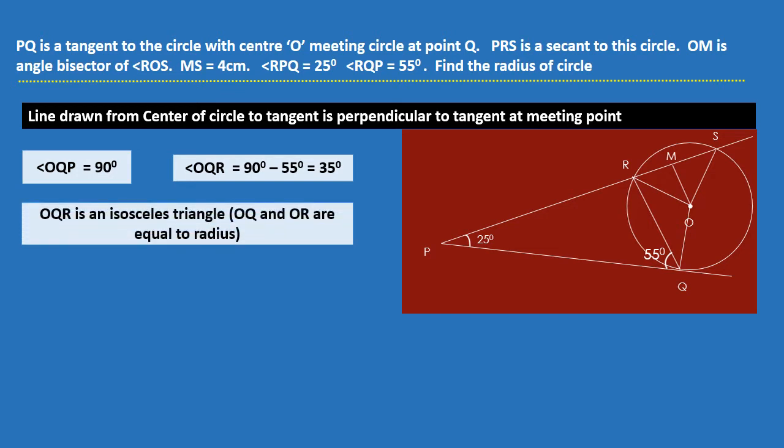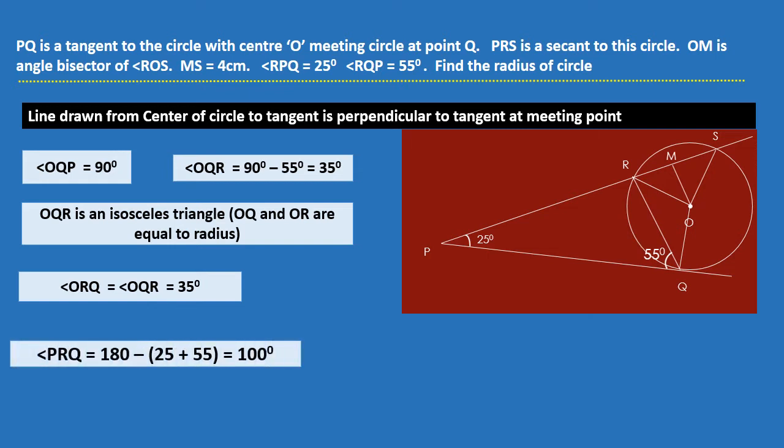OQR is an isosceles triangle because OQ and OR both are equal to the radius. Hence angle ORQ is equal to angle OQR, that is equal to 35 degrees. Angle PRQ is equal to 180 minus (25 plus 55), that is equal to 100 degrees. Why? Because in triangle PRQ, the sum of angles in a triangle is 180 degrees.